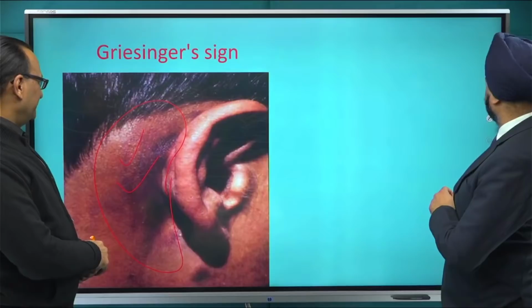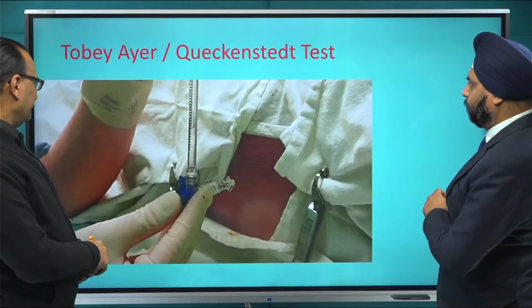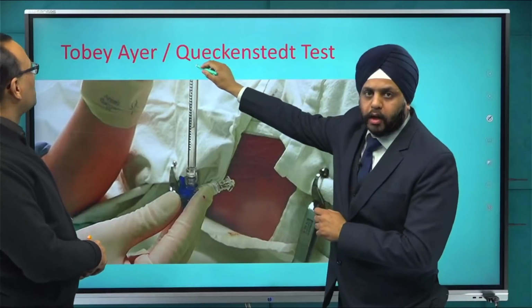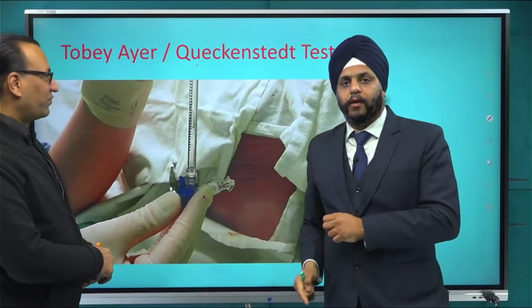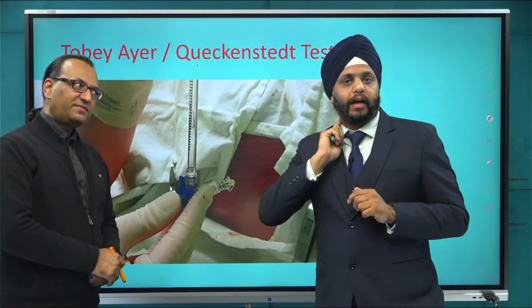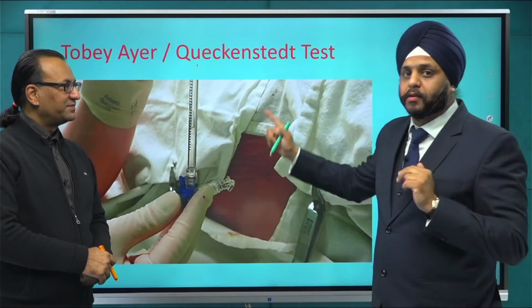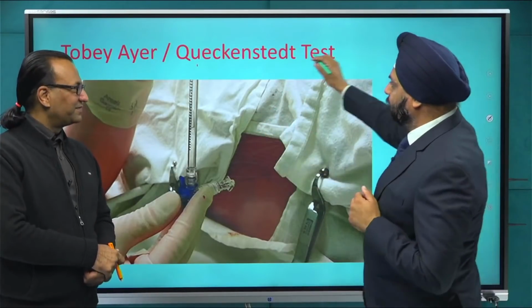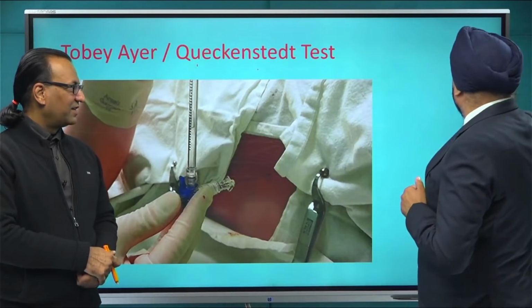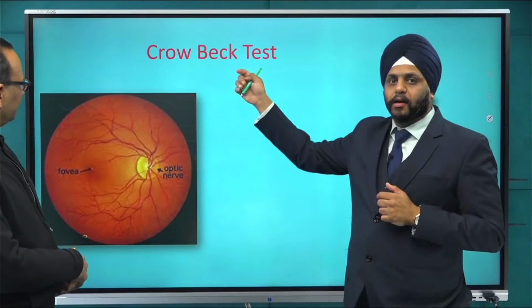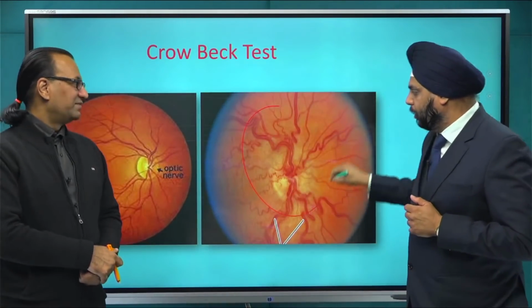Okay, so we've discussed all this, and sir has discussed all this with you. Just a quick point: when you do a lumbar puncture and you measure the increase in CSF pressure, remember you have to block on the normal side. So if the right side is thrombosed, you have to block on the normal side, and then only the CSF pressure will be increased. That is known as the Queckenstedt test or the Tobey-Ayer test. This is an invasive test. You can also do a non-invasive test, that is the Crowe test, where you look for engorgement of retinal vessels.